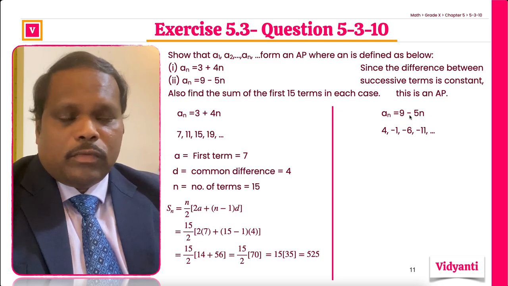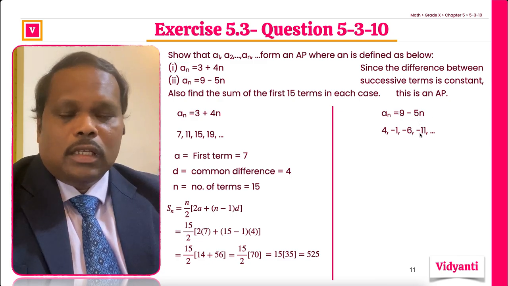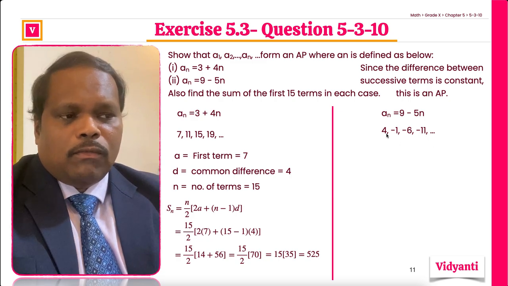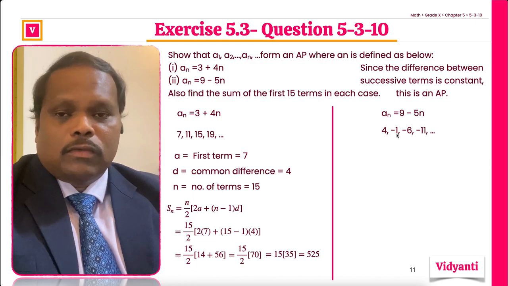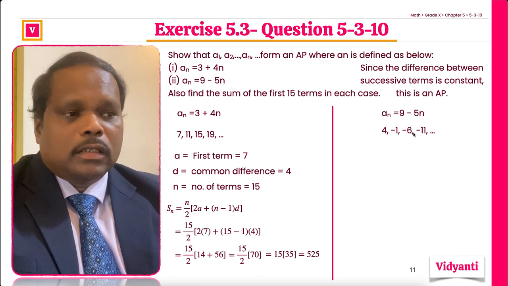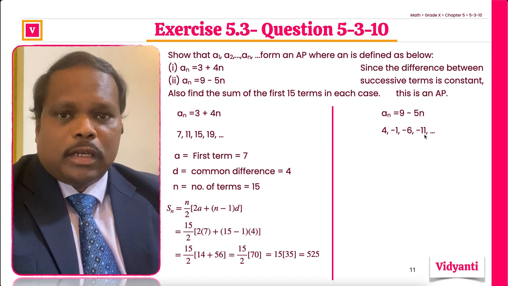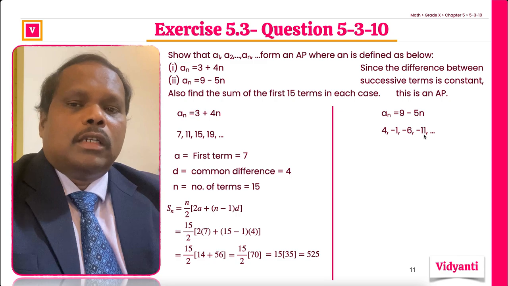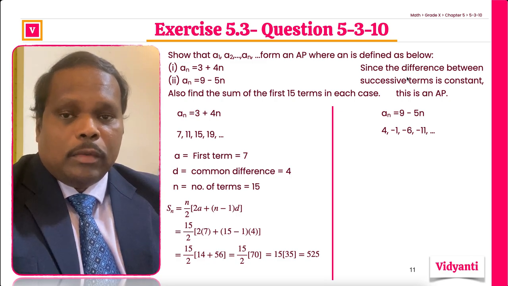5 times 3 is 15. 9 minus 15 will become minus 6. 5 times 4 is 20. 9 minus 20 is minus 11, and so on. Here, the difference between 4 and negative 1 is minus 5. The difference between negative 1 and negative 6 is minus 5 again. And the difference between minus 6 and minus 11 is again minus 5. So here also, the difference between two successive terms is constant, and this is also an AP.